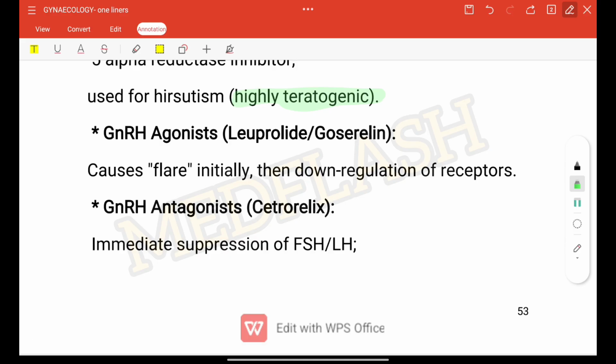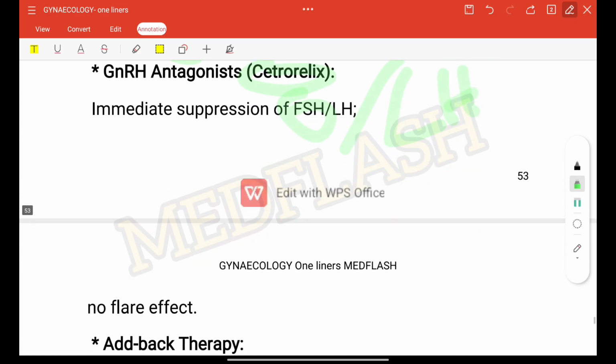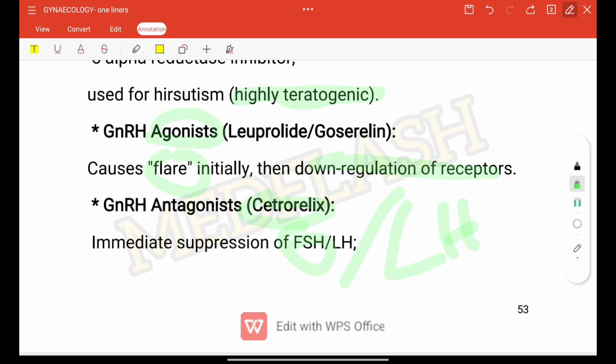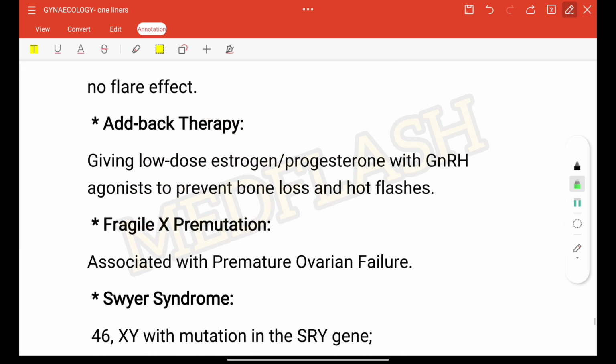GnRH agonist, leuprolide or goserelin, causes flare initially, then downregulation of receptors. GnRH antagonist is cetrorelix, immediate suppression of FSH and LH. Cetrorelix has no flare effect, but GnRH agonist has flare initially. Add-back therapy, giving low dose estrogen and progesterone with GnRH agonist to prevent bone loss and hot flashes.